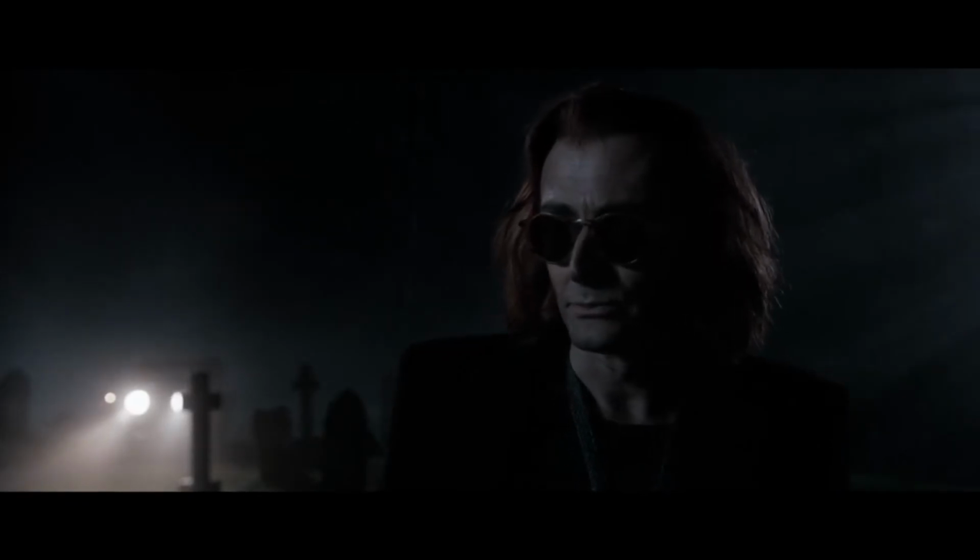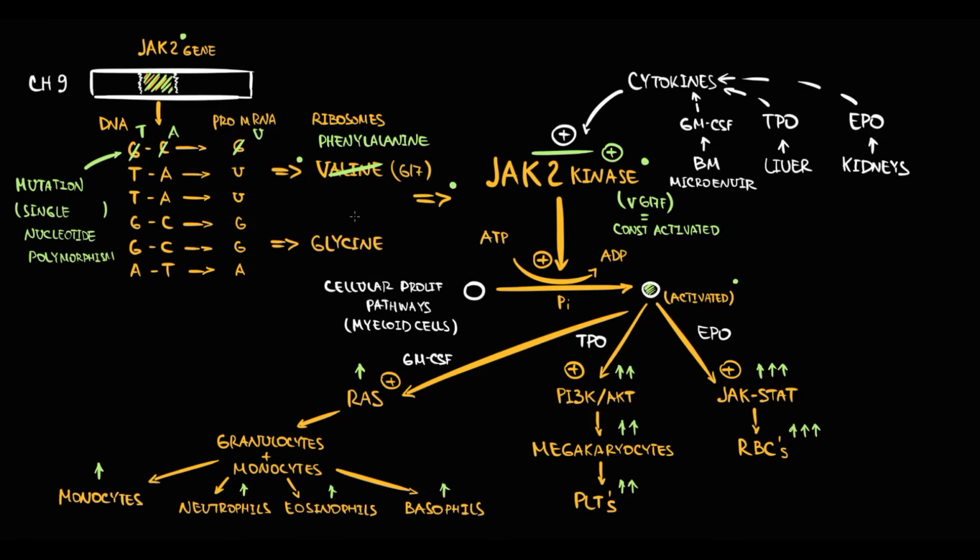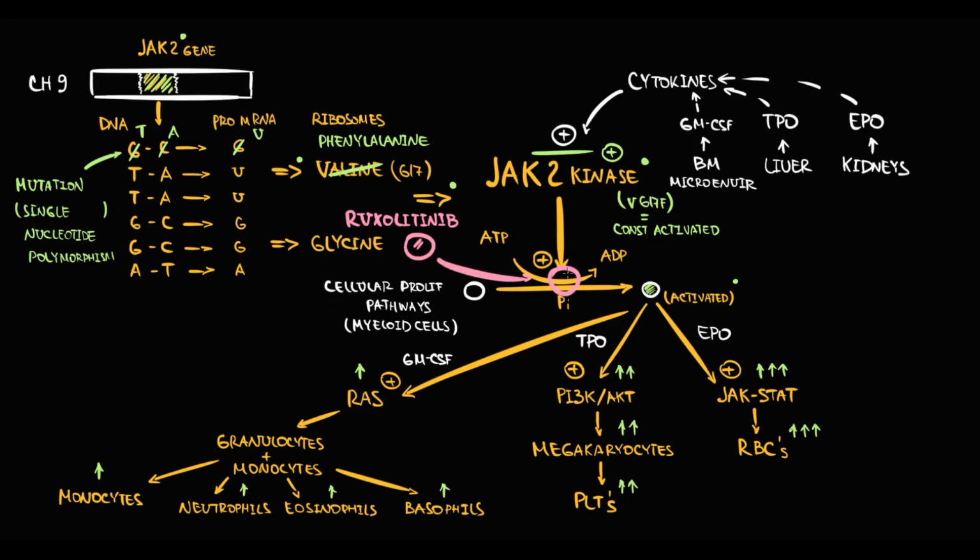Now what? To decrease the effect of this mutation, we use ruxolitinib. Ruxolitinib blocks the ATP binding site on JAK2 kinase. So now the ATP molecule cannot bind to JAK2 kinase. Without binding of the ATP molecule, phosphorylation becomes impossible.